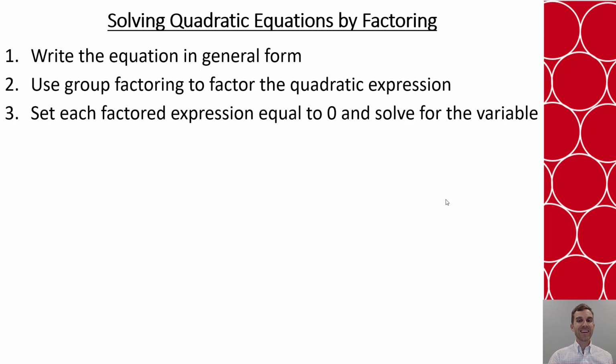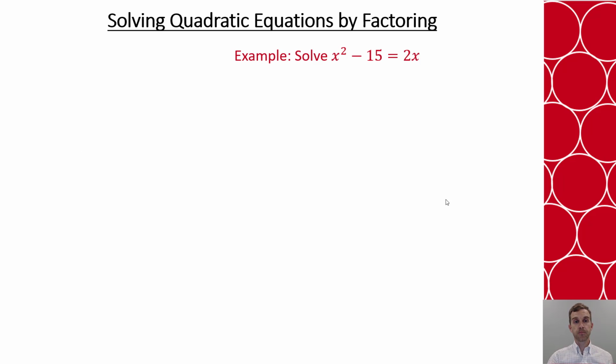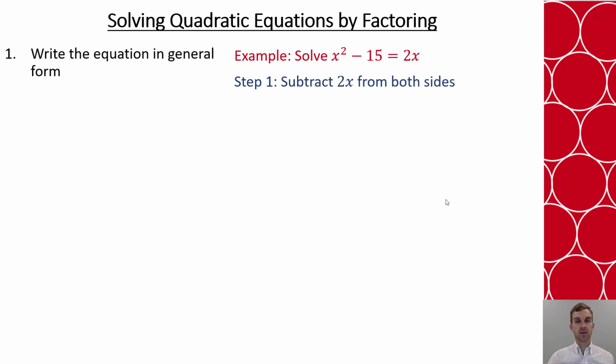We can then take each expression, set it equal to 0, and solve for the variable. And you should always verify your solutions to make sure that they do work with the given quadratic equation, as well as to make sure you didn't make some mistake along the way. So say we had x squared minus 15 equals 2x, and we want to solve that equation. First thing, let's subtract 2x from both sides so that we're in the general form.